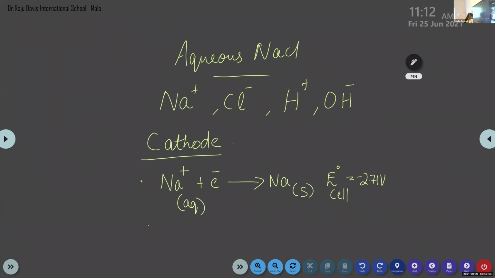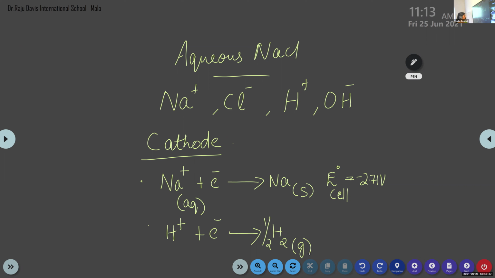And the other one is H plus plus electron. Yes, is it equal to? Yes, it's equal to. Sorry. Okay, and here it is H plus plus electron gives half H2, which is in gaseous state.